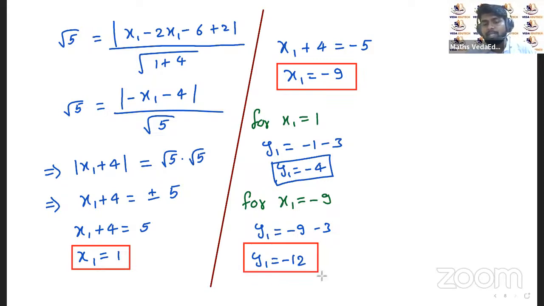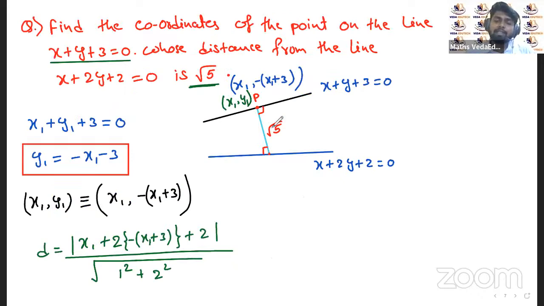So there are 2 points which are satisfying the given condition. One of the points is 1 comma minus 4, and another point is minus 9 comma minus 12. These 2 points are lying on the given line, that is x plus y plus 3 equal to 0, and the distance from that point to this given line is root 5.